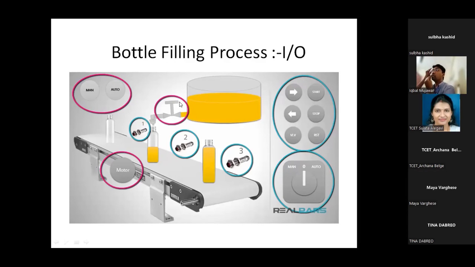Then here we define how many input and output pins are there. Then we can see here 1, 2, 3, 4, 5, 6 push buttons are there. This is again one kind of input to make it manual, auto, or off mode. 3 input sensors are there. These are all the inputs.